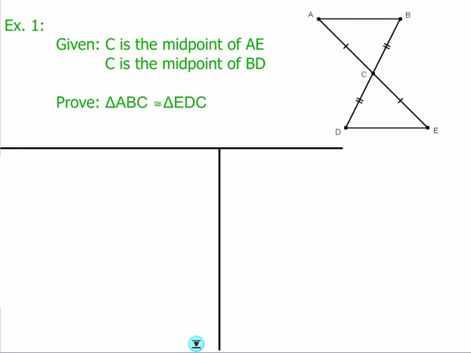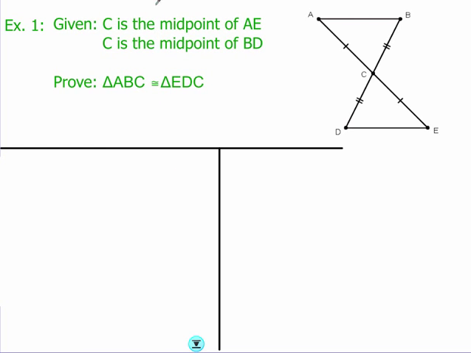Example 1 says that we are given that C is the midpoint of AE, and C is also the midpoint of BD. Okay, and I've already put some markings on here. If C is the midpoint, then I know that AC is congruent to EC, and I know DC is congruent to BC. All right, so I've got two sets of corresponding sides that are congruent.